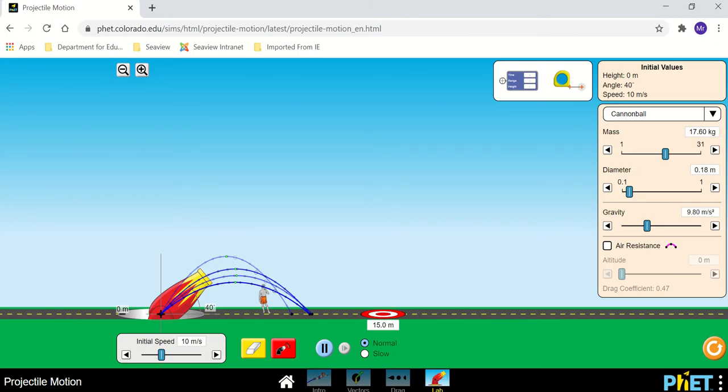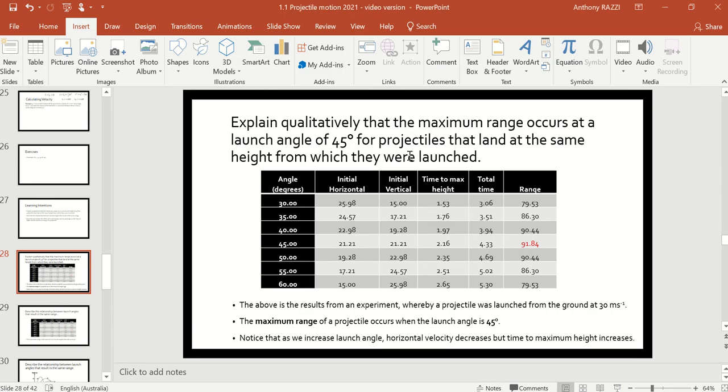So when a projectile is launched at the same height at which it lands, the 45 degree angle results in the maximum range of the projectile. Now, the reason is that the initial horizontal and vertical components of velocity are equal to one another at a 45 degree angle, and remember the horizontal range of a projectile is based on its horizontal component of velocity and its time of flight, and its time of flight is governed by its vertical component of velocity.